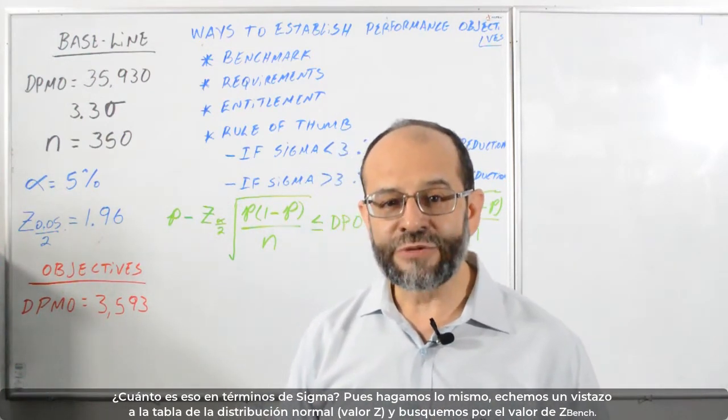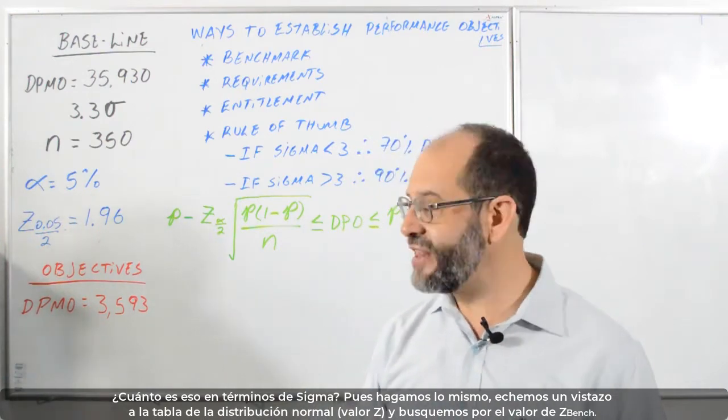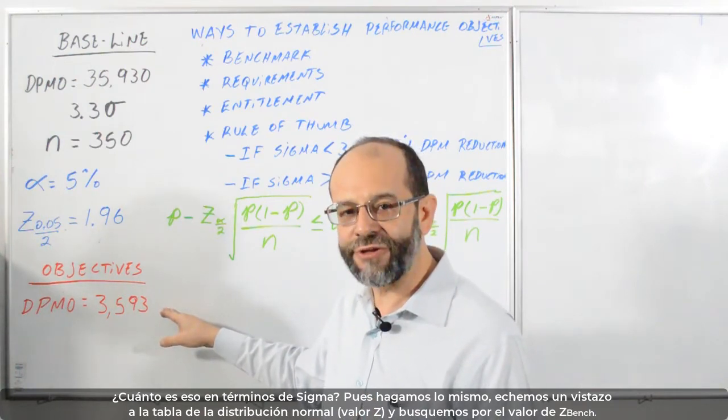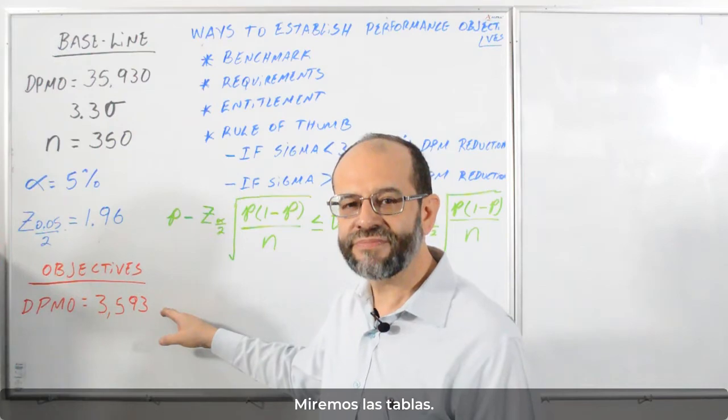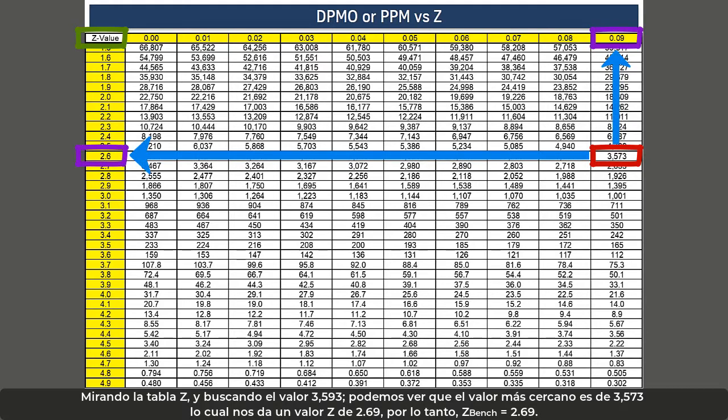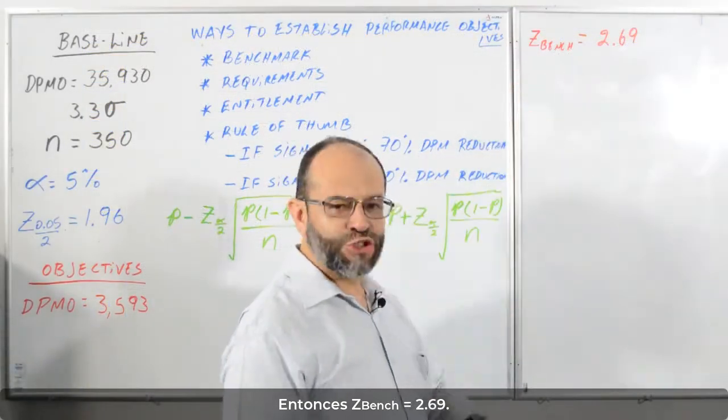How much is that in terms of sigma? Well, let's do the same. Take a look at the normal distribution tables, Z value, and look for the Z bench value. Let's take a look at the tables. Taking a look at the Z table and looking for the value 3,593, we can see that the closest value is 3,573. That leads to a Z value of 2.69. Then Z bench is 2.69.